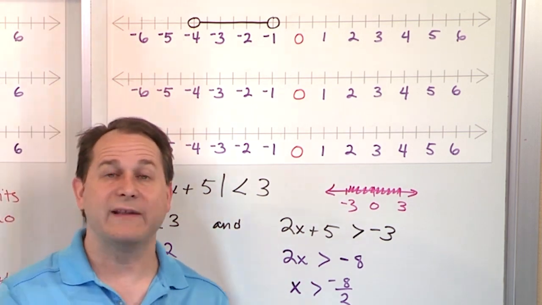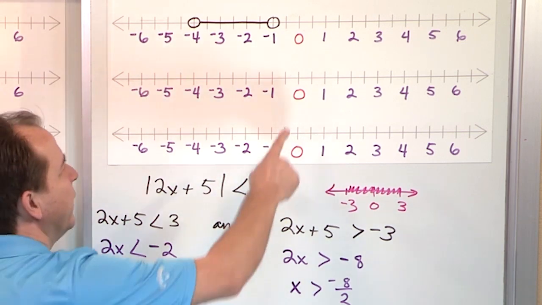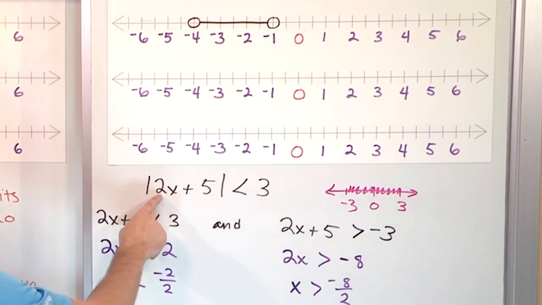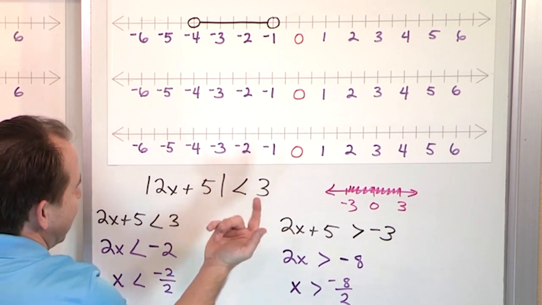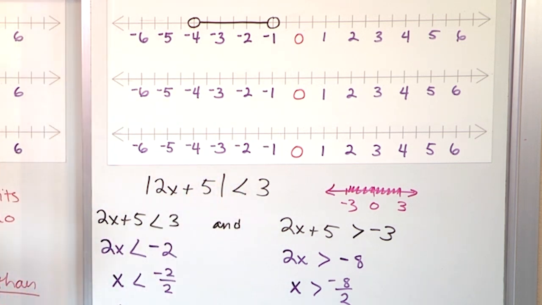And if you were to choose a number that's outside of the region we've shaded, of course it wouldn't work. You can go ahead and do that yourself. The easiest one to pick would be 0. What if we put 0 here? 2 times 0 is 0, plus 5, we get 5. Absolute value of 5 is not less than 3, so of course it doesn't work.